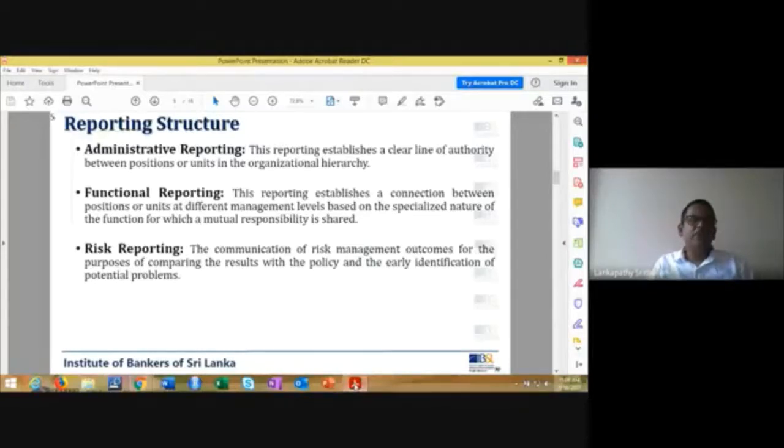In administrative reporting, the hierarchies are very clearly defined. But functional reporting is different, as it is based on function. So even within a branch, the credit function may have a different reporting line, and the risk management function may have a different reporting line. Likewise, there may be different reporting lines. That is called functional reporting. And risk reporting also, as I mentioned in the second example, is a sort of reporting when the risk officer communicates that risk to the centralized committee. So there are different types of reporting structure: administrative reporting, functional reporting, and risk reporting.